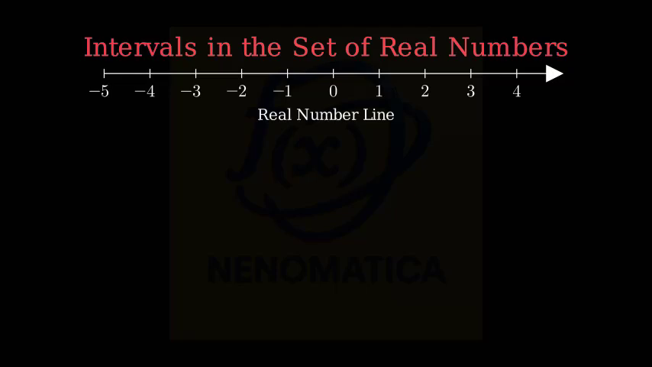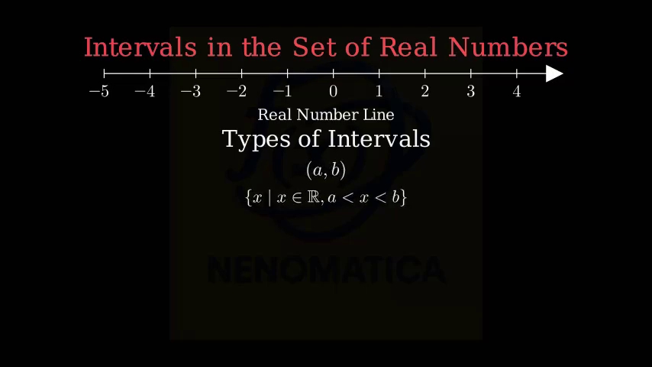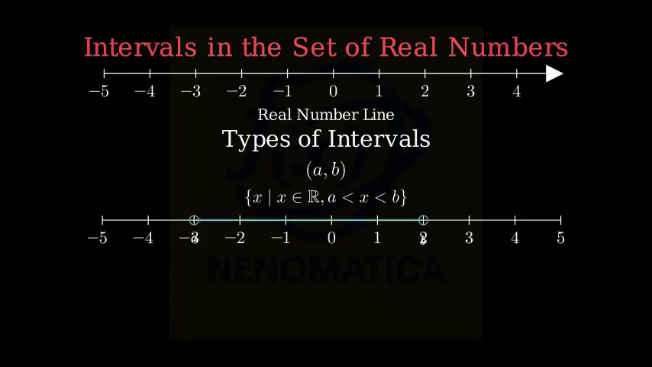There are several ways to represent intervals using different notations. Let's explore each type. We'll look at open intervals, closed intervals, half-open intervals, and infinite intervals. First, let's look at the open interval, denoted as (a, b) in parentheses. An open interval includes all real numbers x such that x is greater than a and less than b on the number line. We represent this with hollow dots at the endpoints a and b and a solid line connecting them.